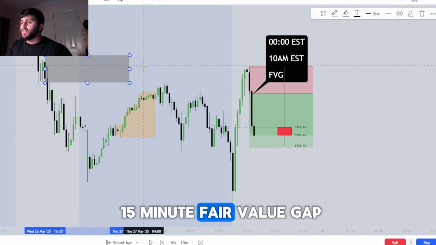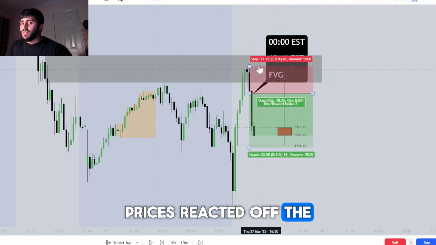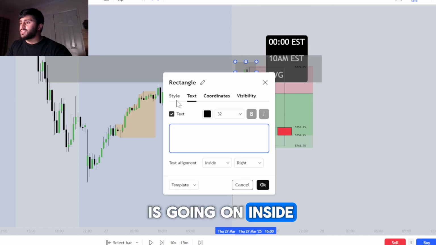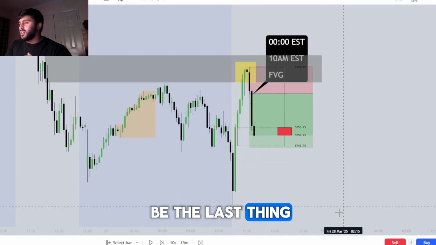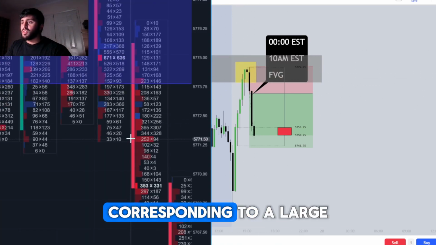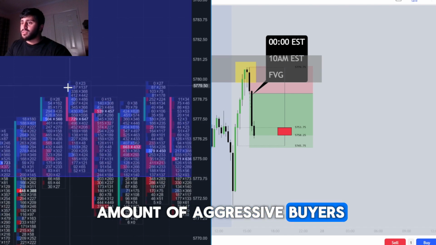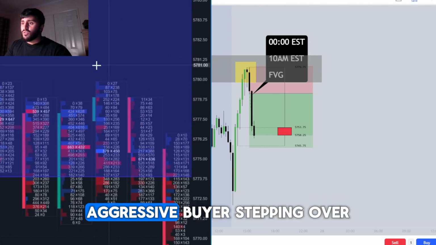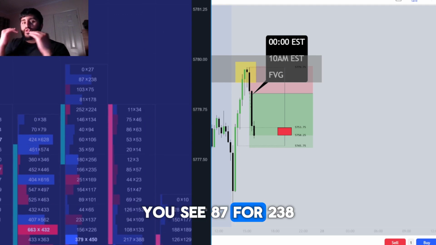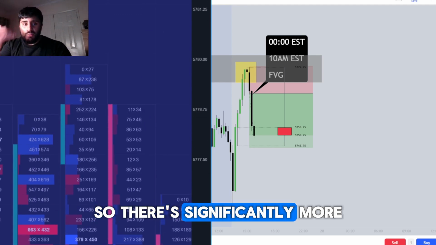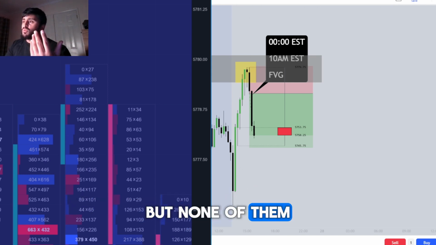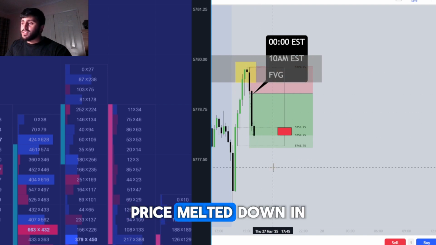So we're in a 15-minute fair value gap, and price reacted off the fair value gap. The most important thing, of course, is to understand what is going on inside of this area, and this is going to be the last thing I break down in this video. When you're looking at this, this yellow box corresponded to a large amount of aggressive buyers. Aggressive buyers stepped in over here, aggressive buyers stepped in over here. In fact, when you read the candles, you see 87 for 238. So there are significantly more aggressive buyers than aggressive sellers, but none of them were rewarded. And that's the reason price melted down in the first place.